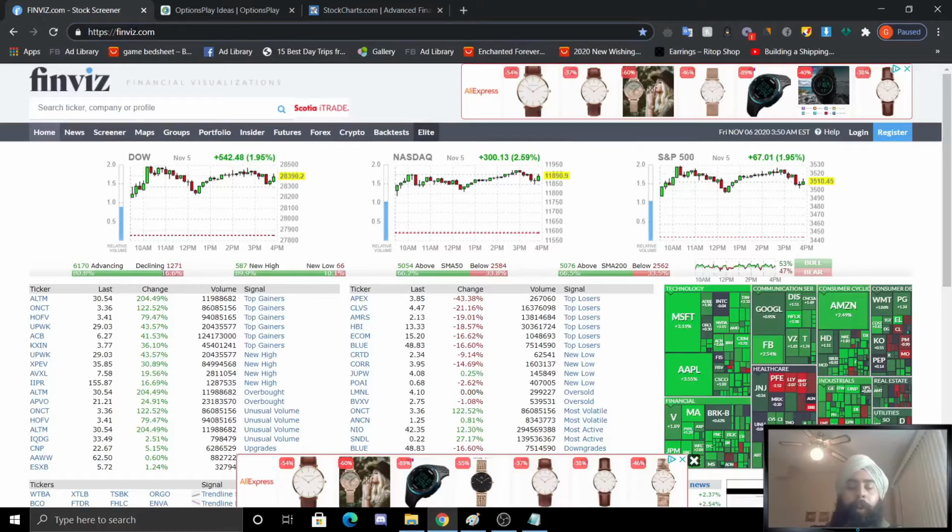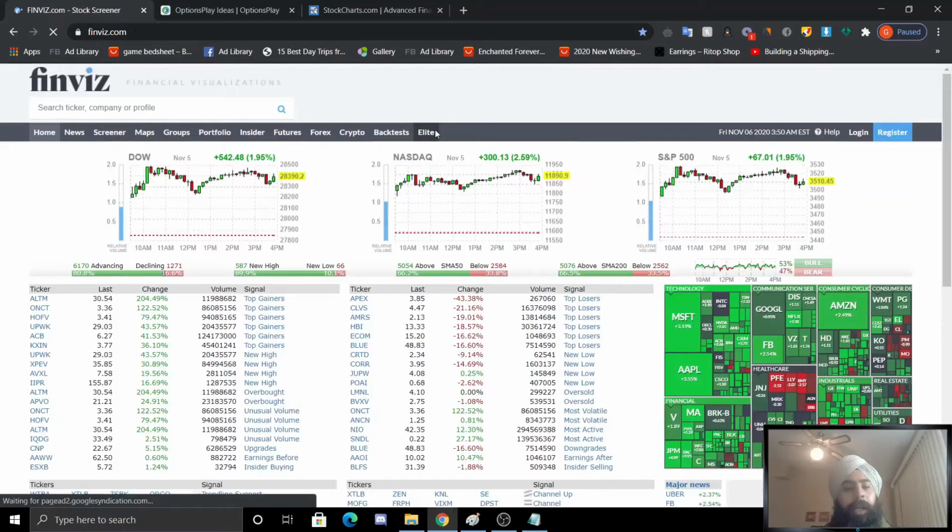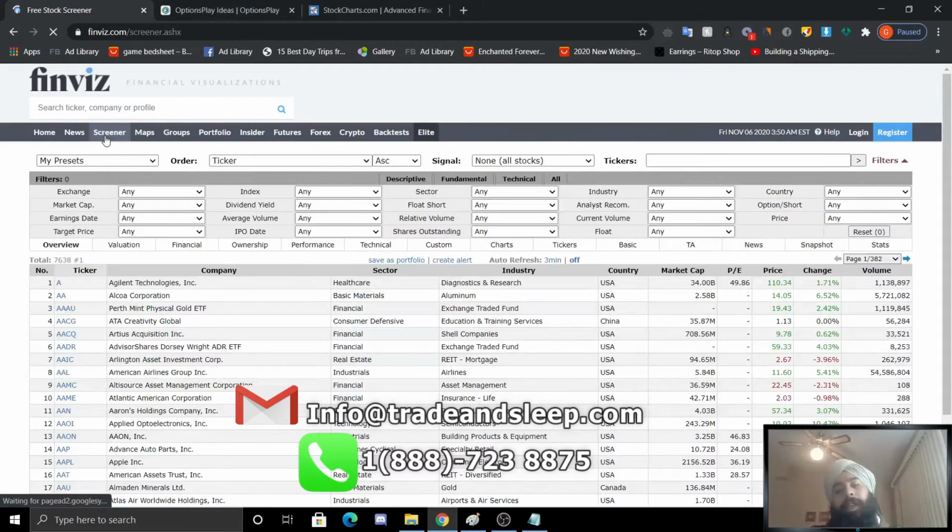So finviz.com, why do we need it? It's an online website. You click it, and it's going to open like this. What you do over here is you go to this tab and go to screener. You need to click on screener. What does it give you? It gives you a list of stocks that you can look for. What do I mean by that?